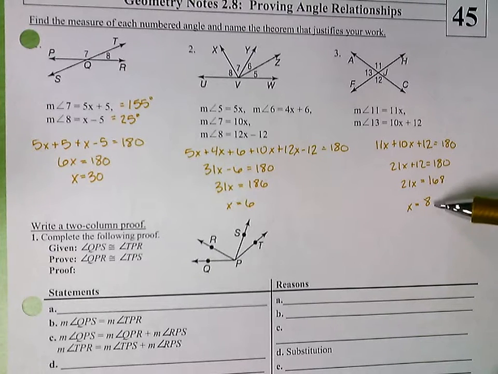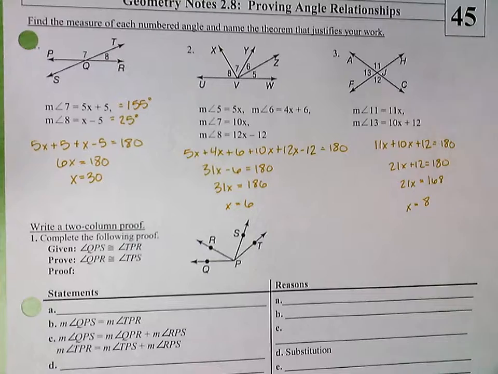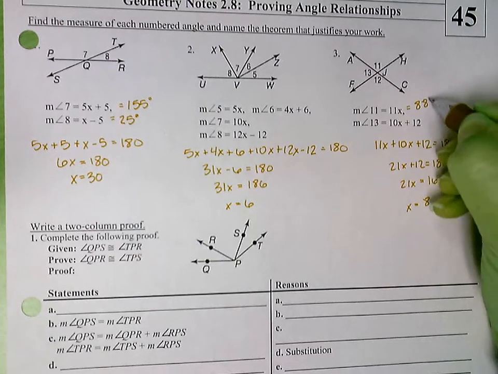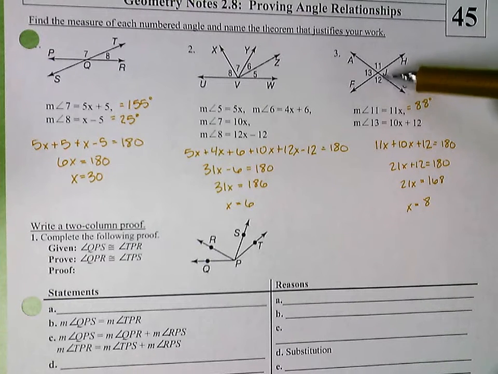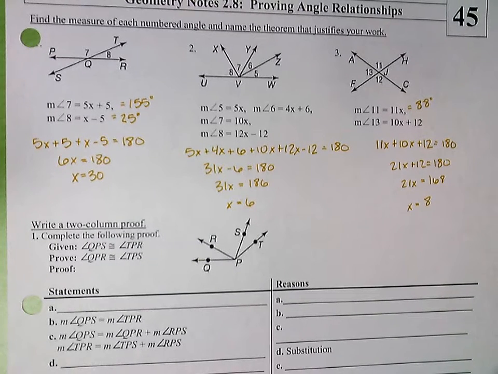Now if I plug in 8 for x for the measure of angle 11, I would get 88 degrees. So what's the measure of angle 12? 88. Why? What type of angles are those? Do you remember? Angles across from each other formed by two intersecting lines are what type of angles? Vertical angles.